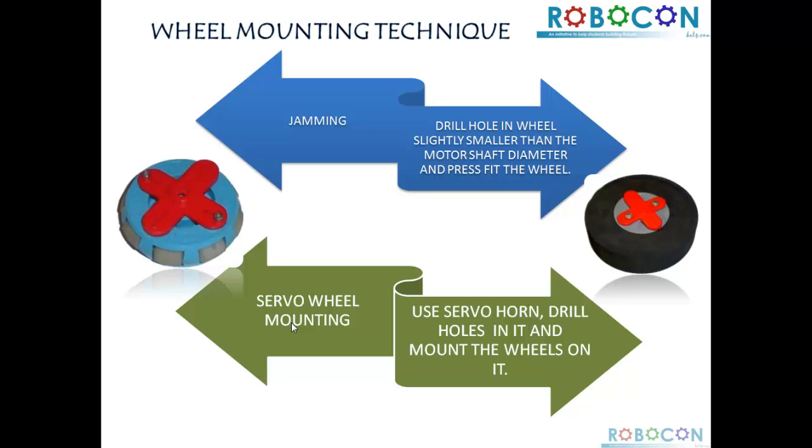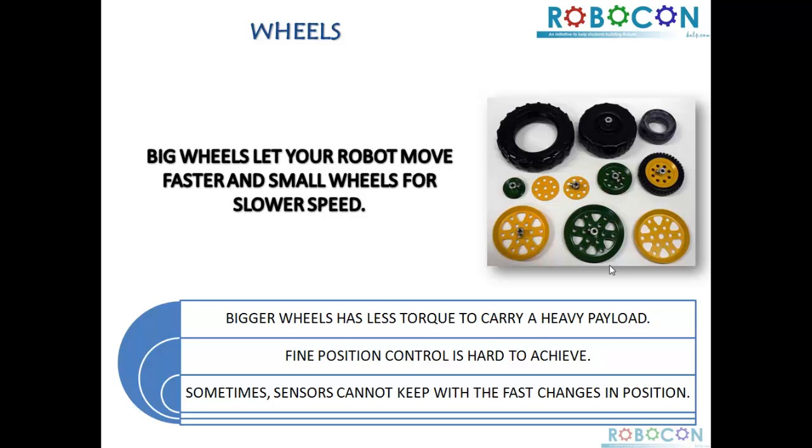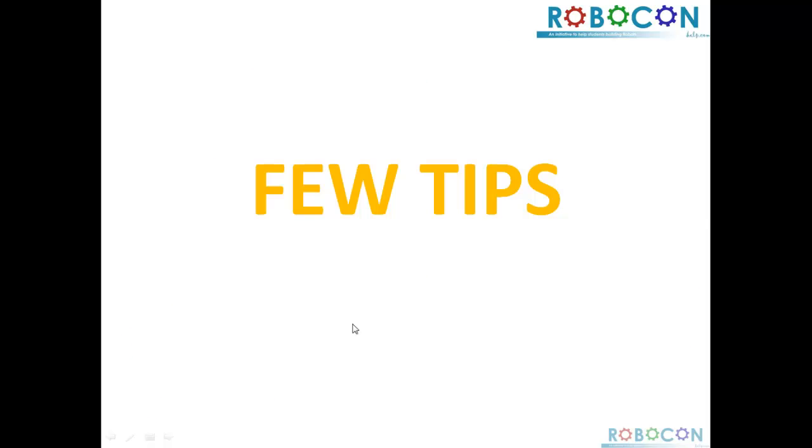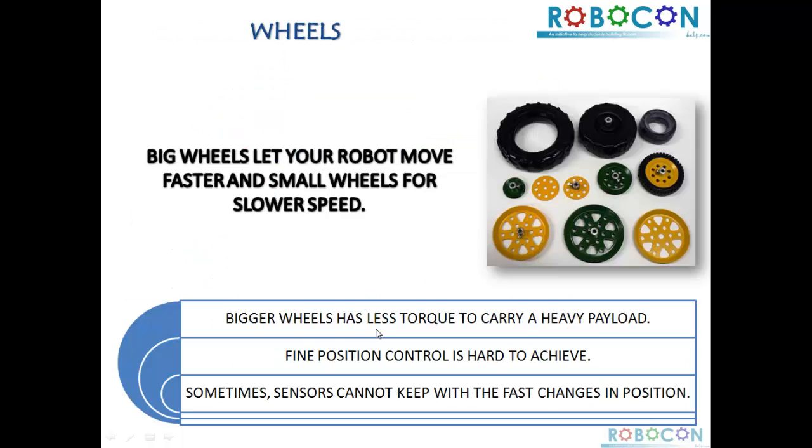Instead, the better idea is to use a servo wheel mounting, which is being shown over here in the diagrams. Use the servo horn, drill a hole in it, and use it to mount the wheels on the motor shaft. This becomes easy, since you are replacing the mounting every time you have to change wheels on the motor shaft. This becomes quite easy.